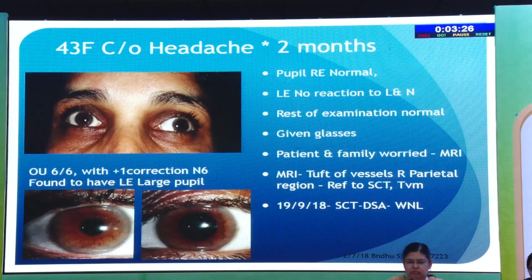But being in Kerala, as you know, patients are highly demanding, and the patient presented with a headache. Typically in the case of an Adie's pupil, you don't need to do further imaging. But in this case, she actually had imaging done because the family were extremely worried. The MRI showed a tuft of vessels, and obviously then you have to go for further investigation. But she had the full investigation done, and everything was normal.